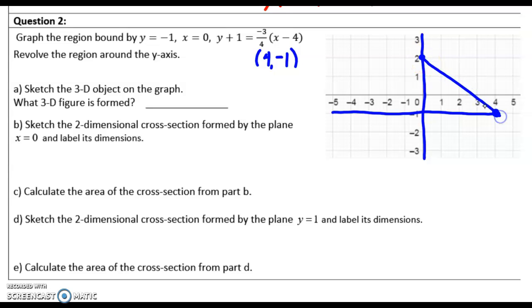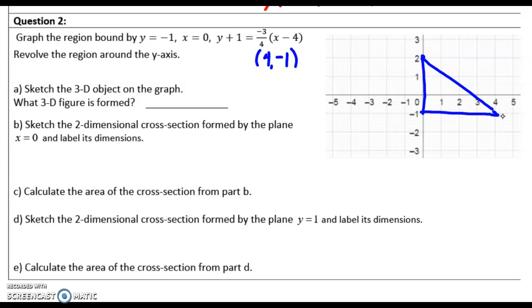So we're going to have this shape. And let's erase the lines we don't quite need here. I need that to be a huge point. And so we have a right triangle right here.